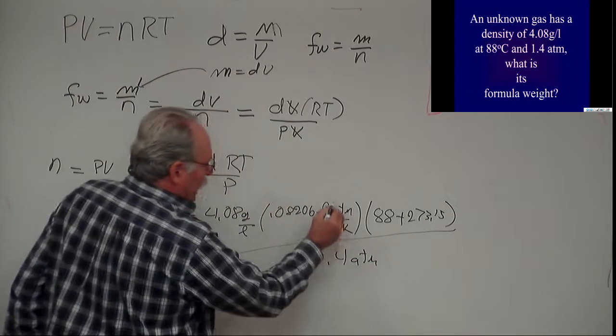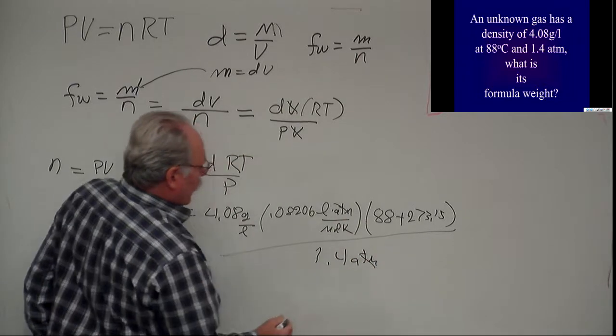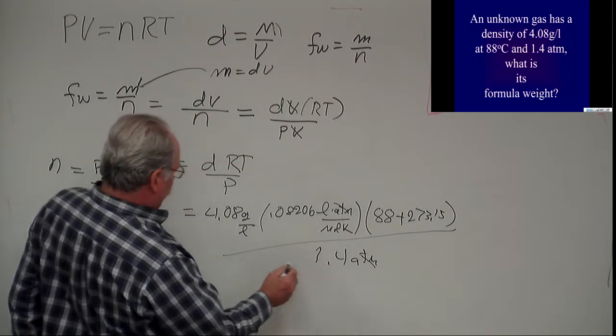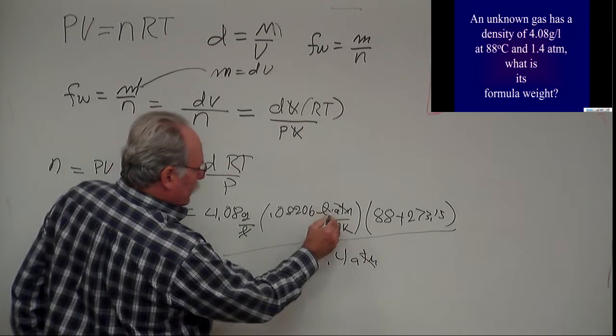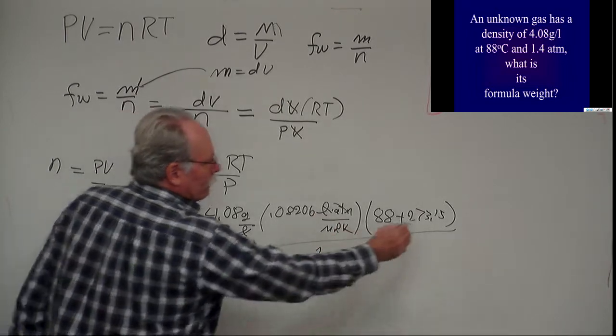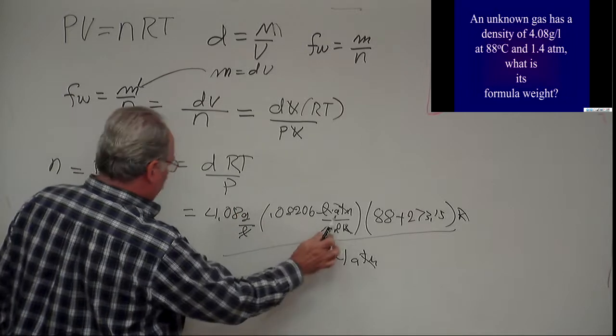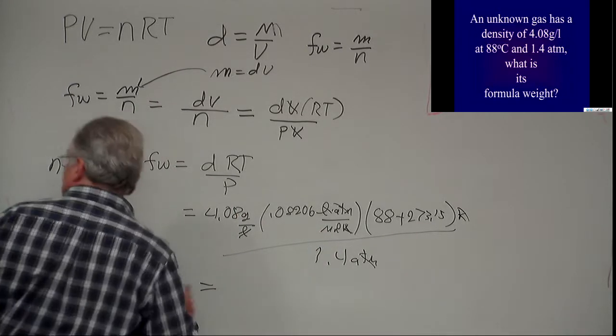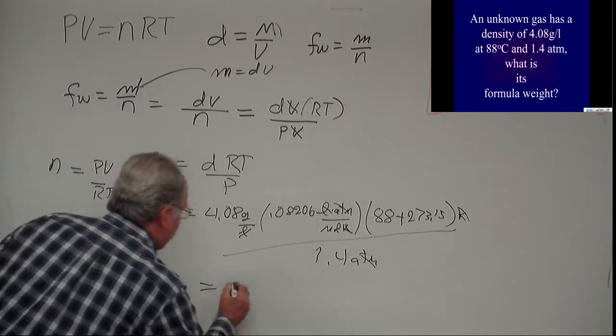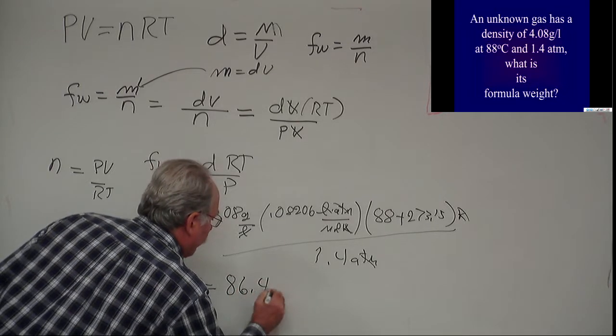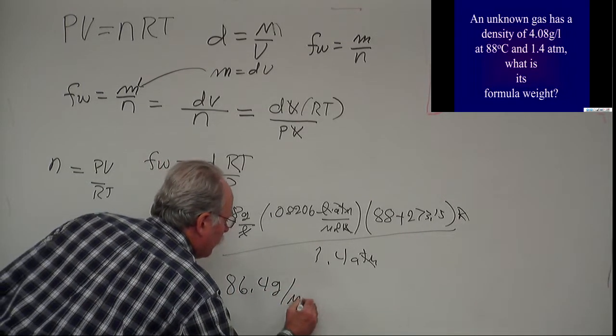Okay, my atmospheres cancel, my liters cancel, my Kelvin, this was all Kelvin here, cancels, and I have grams per mole, and I bring out my calculator, and I come up with 86.4 grams per mole.